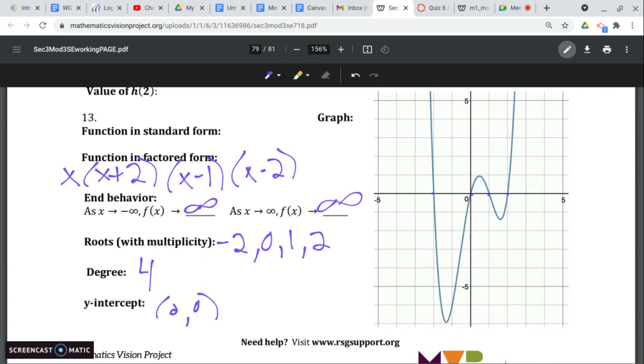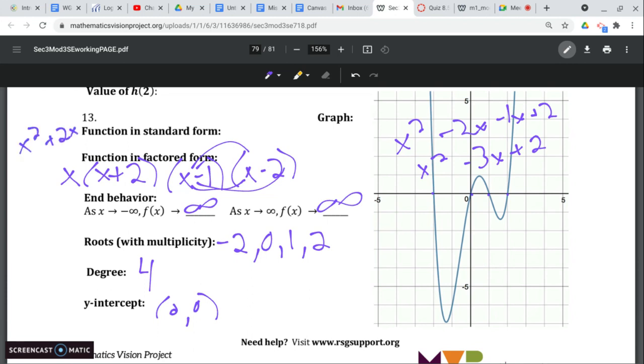Now, for the equation, what we do is we multiply this all together. So I'd use FOIL to do this first part here. I'm going to write it on top of the graph. So we'd have x squared, minus 2x minus 1x plus 2. So we'd have x squared minus 3x plus 2. And we need to multiply that by this over here. Now I'm going to distribute the x in there. So we'd have x squared plus 2x.